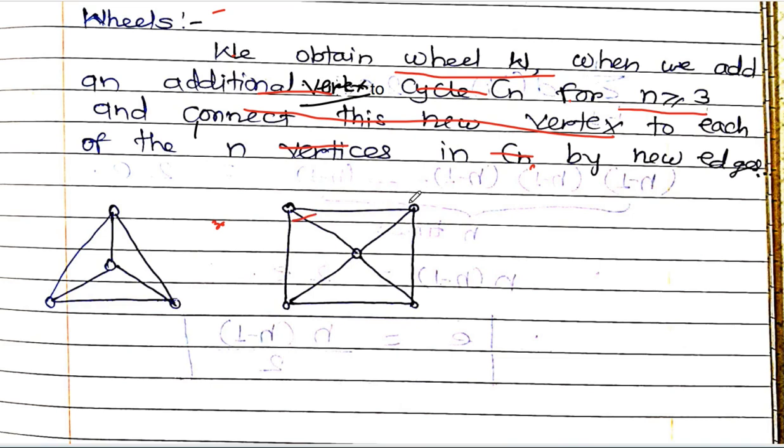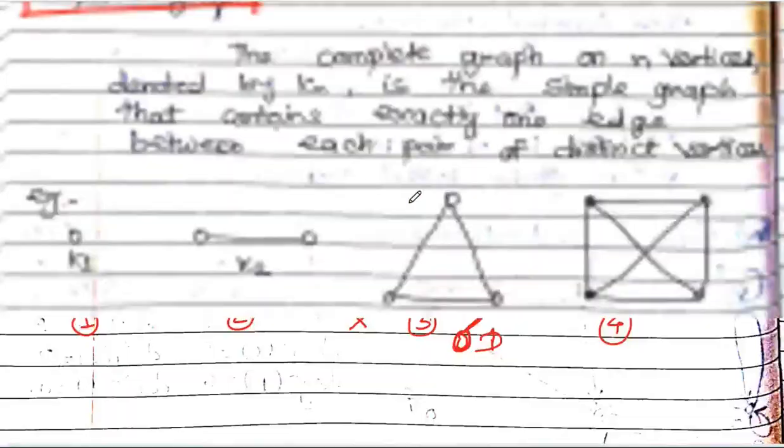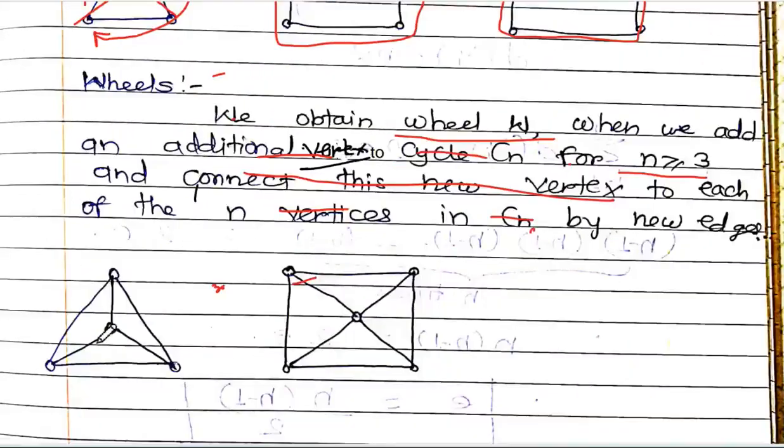So I hope you understood these definitions: complete graph, then cycles and wheels.